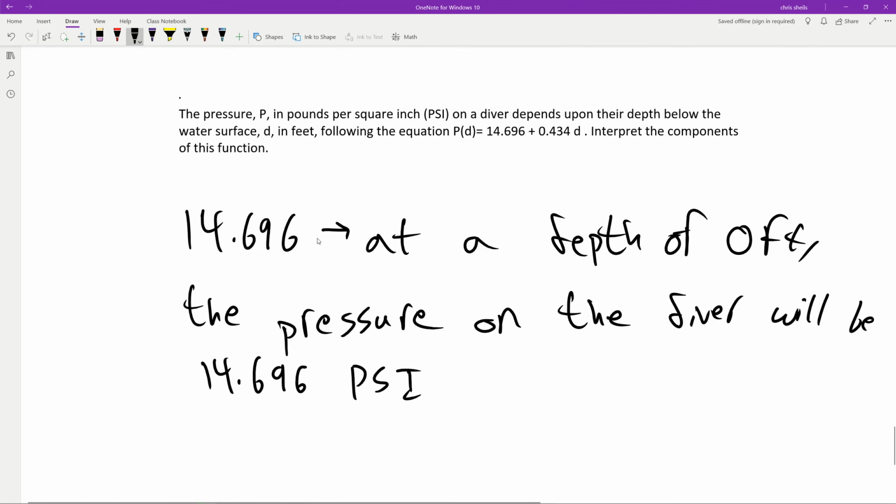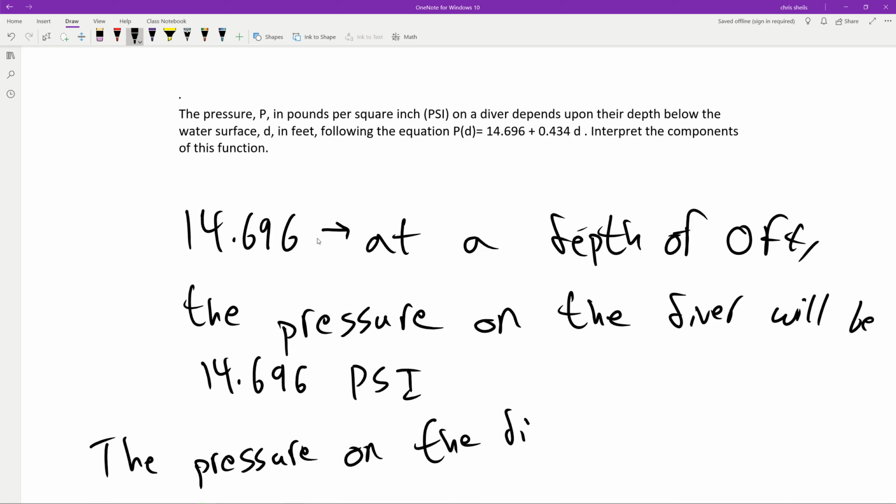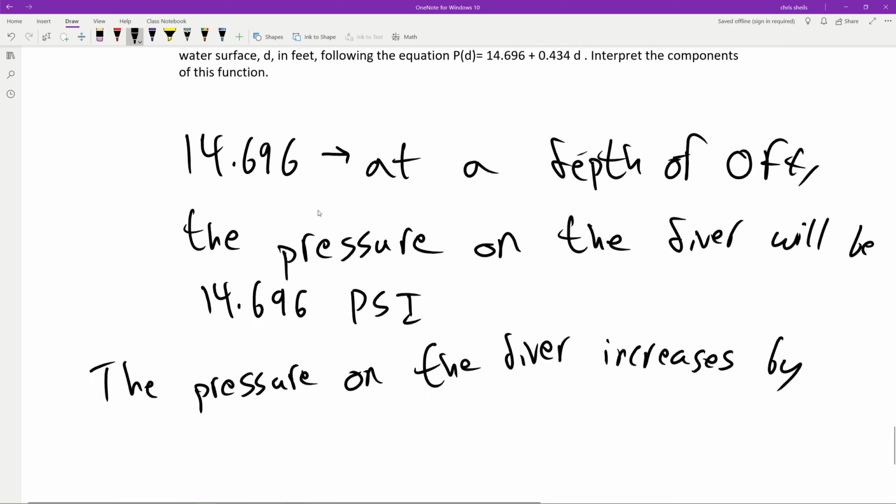My rate of change, 0.434. This is that the pressure on the diver increases by 0.434 psi for each foot their depth increases.